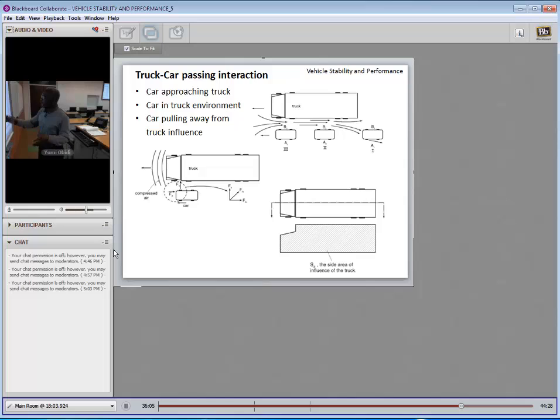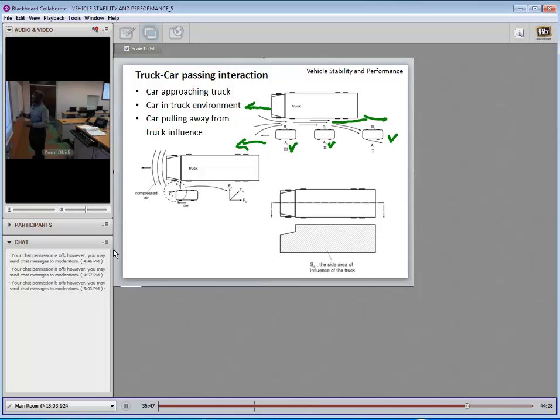So we have again those 3 phases. 1, the car approaching the truck. 2, the car in the truck environment, and 3, the car pulling away from the truck. So what happens? As the car is approaching the truck, this is the direction of motion of both the car and the truck. As the car is approaching the truck, there's a boundary layer on the side of the truck. There's flow deflection. The flow goes that way, and it creates a wall.